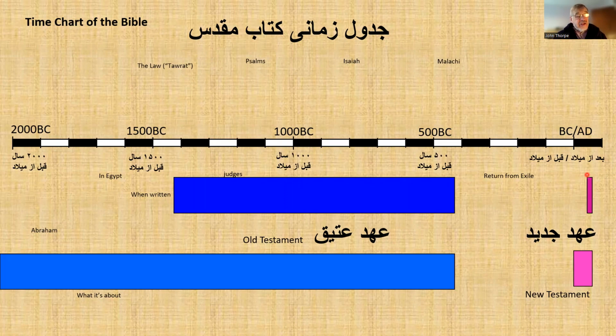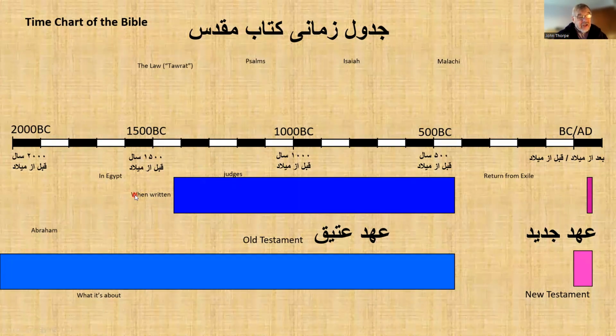So there are two exceptions to that. There's the book of Ayub, which might have been written a bit earlier than the rest of the Old Testament.